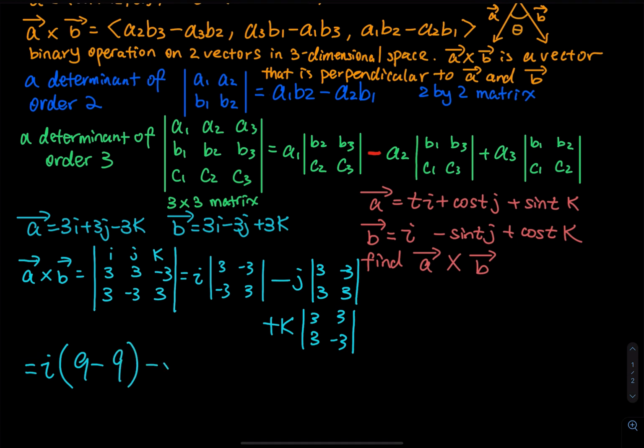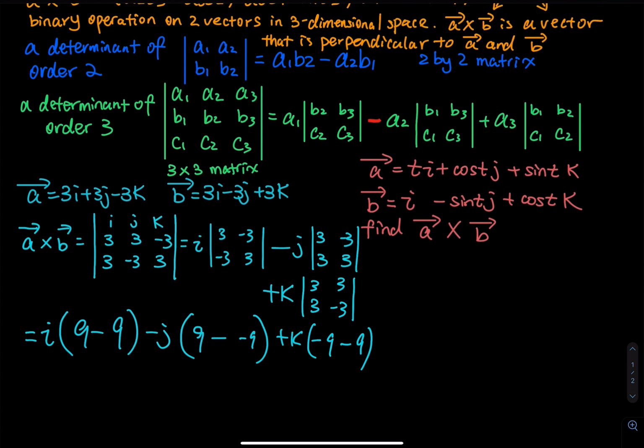And then you minus j, and then you cross multiply again. 3 times 3 is equal to 9. And then you subtract. 3 times negative 3 is equal to negative 9. So you are subtracting a negative 9. And then plus k. And then what do we have? We have 3 times negative 3, which is negative 9. And then minus is always a minus. And then 3 times 3 is positive 9.